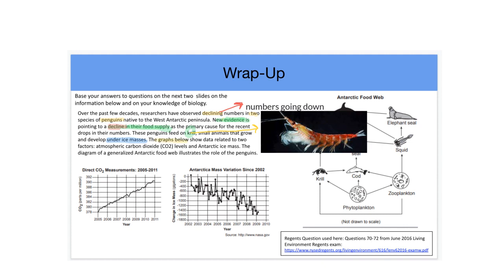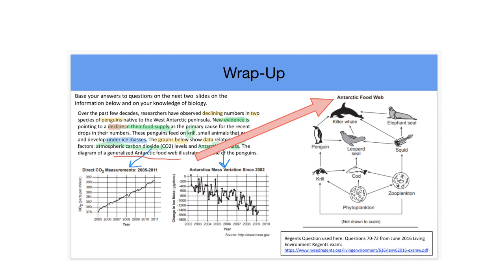The graphs below show data related to 2 factors: atmospheric carbon dioxide, CO2 levels, and Antarctic ice mass. The diagram of a generalized Antarctic Food Web illustrates the role of the penguins. All right, so before we read the questions, we are going to make sure that we understand these 2 graphs.